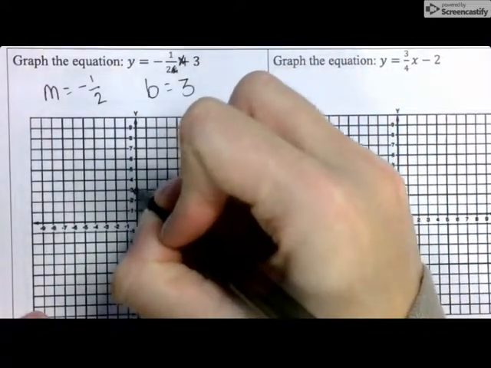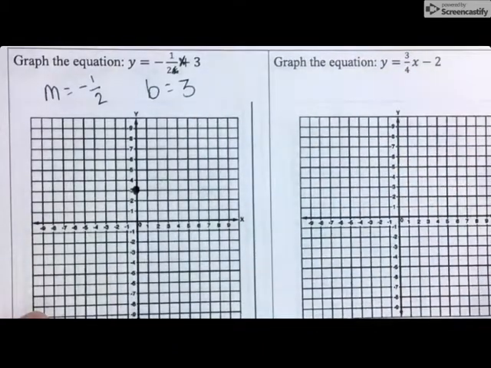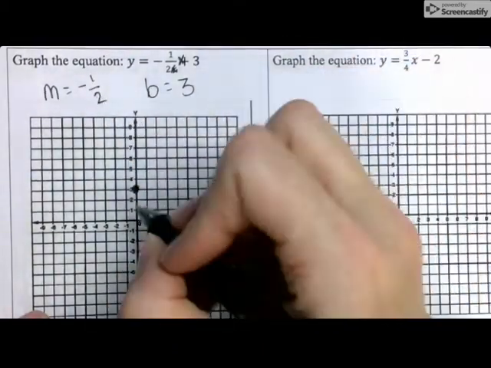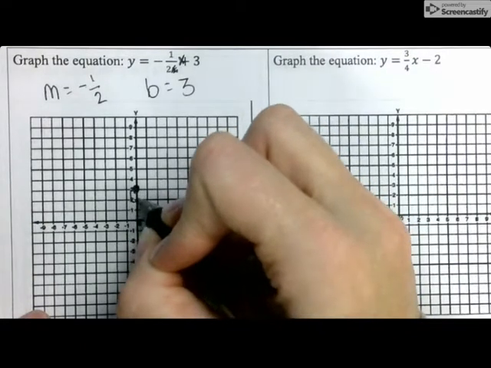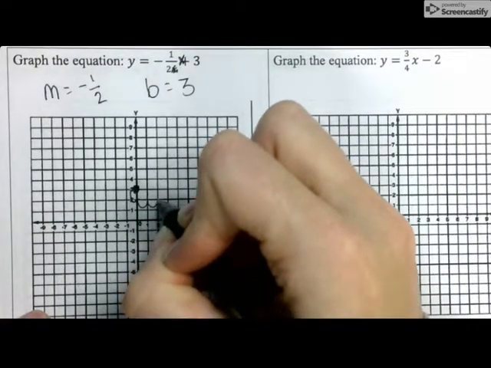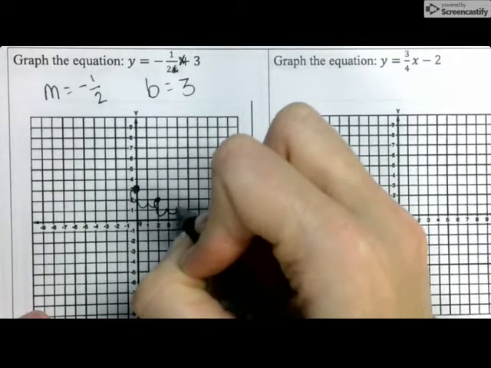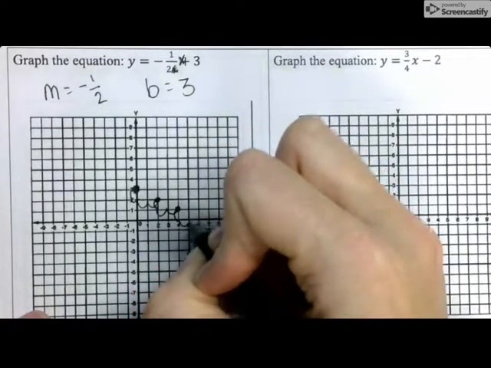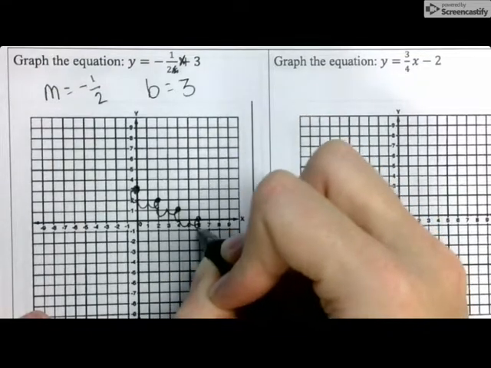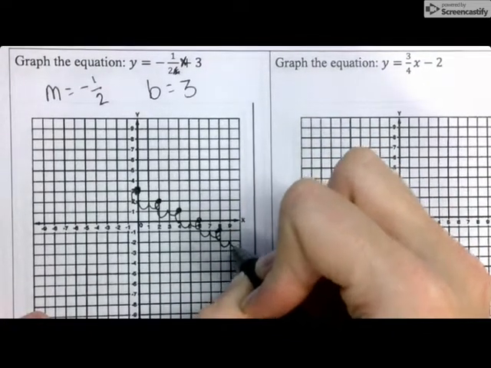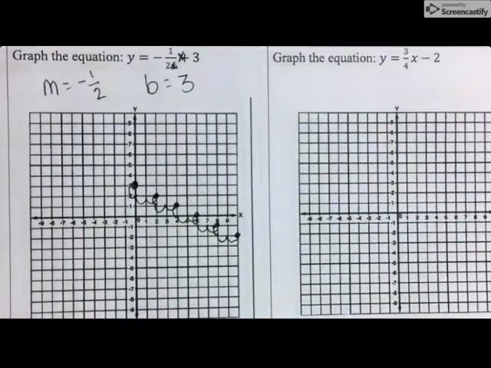It's right here. And then from there, we are going to go down 1, right 2. Down 1, right 2. Continuing the pattern, down 1, right 2. Okay?